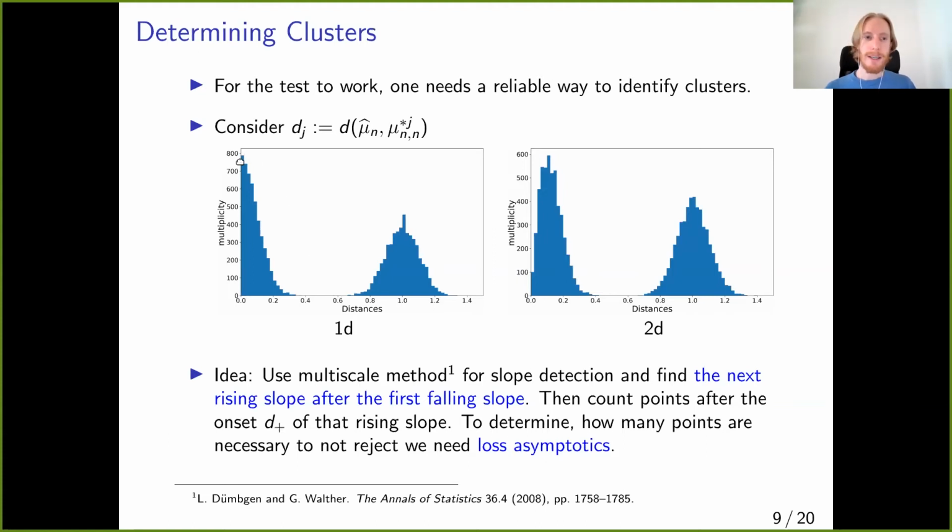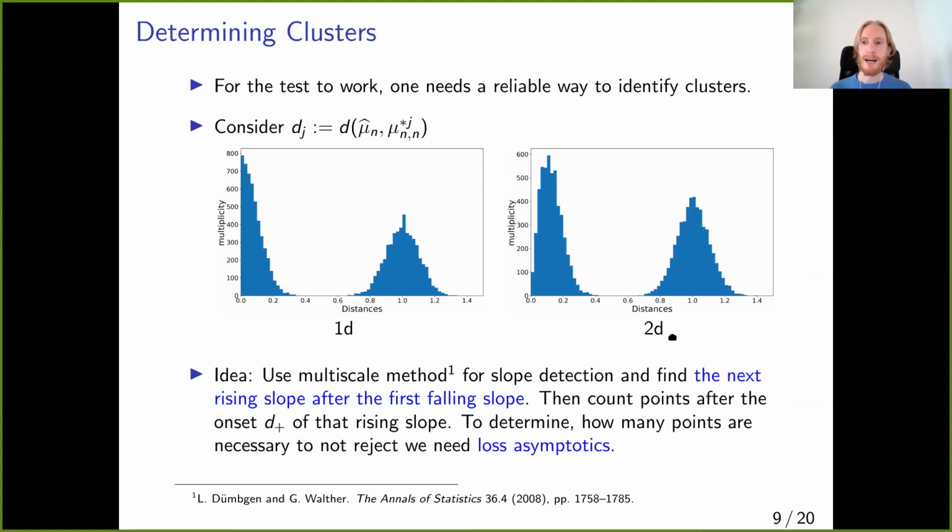And so one could say, okay, well, the cluster containing the sample descriptor, this is kind of a falling slope. And then we have, again, a rising slope and falling slope. So we would like to start here at the beginning of the first rising slope in this distribution and count every point that comes after that. So all the dj that are larger than this specific value here.